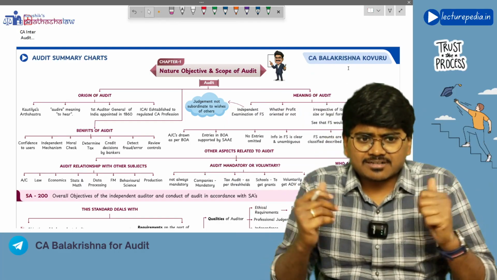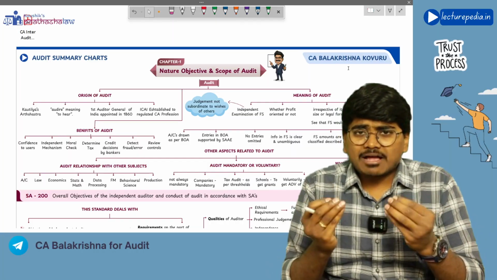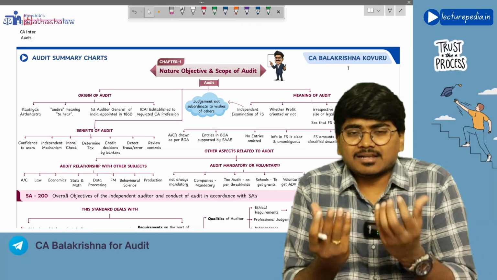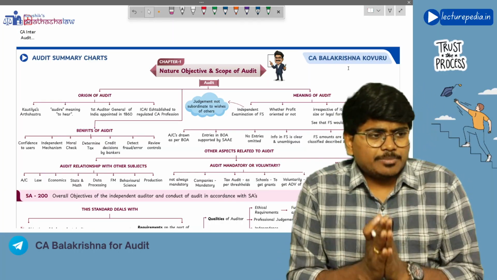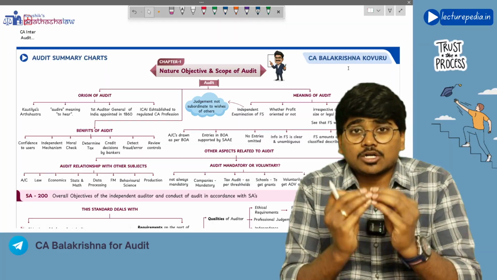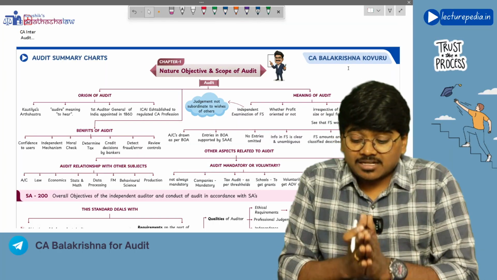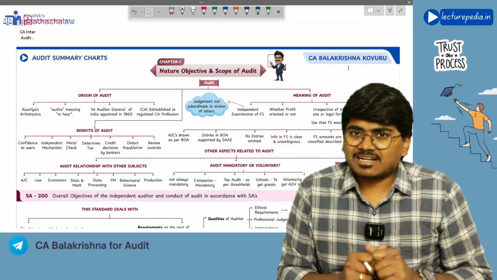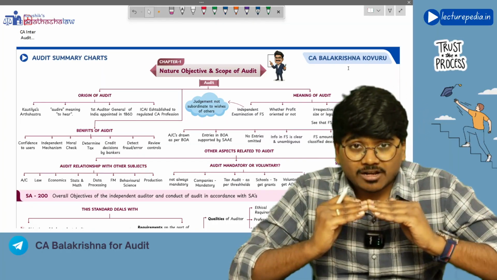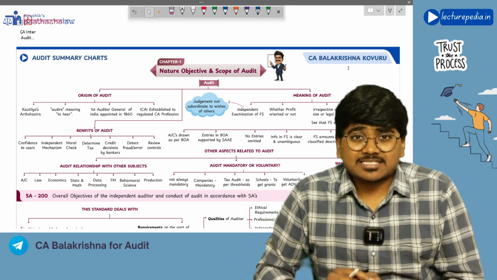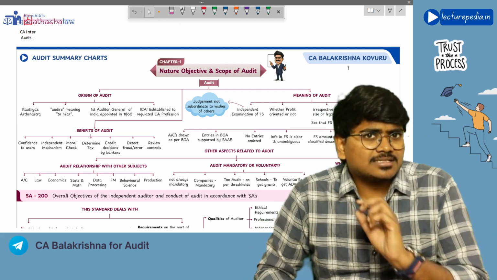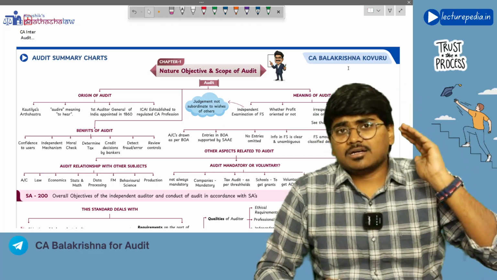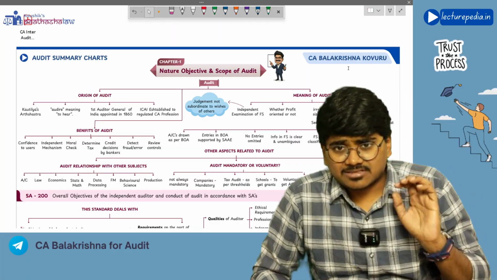Now, are these revision classes useful for students who haven't learned or haven't heard the regular classes for CA Inter? See, basically, if you already have knowledge about audit, then for the purpose of revision, you can use these revision classes. But if you are a first time listener of the audit subject, then I wouldn't suggest these revision classes for you. Better you go for regular classes or fast track classes.